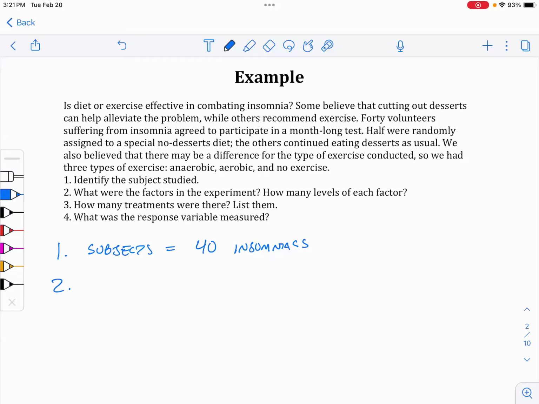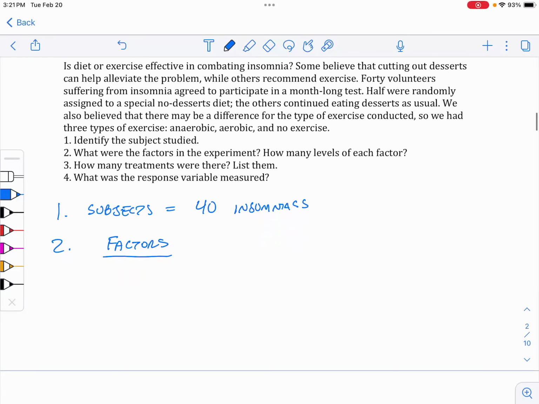What were the factors in the experiment? How many levels of each factor? Okay, and here's the big thing of the verbiage here. The factors. This is the general category. So what's the general name of the things we're doing to these people?